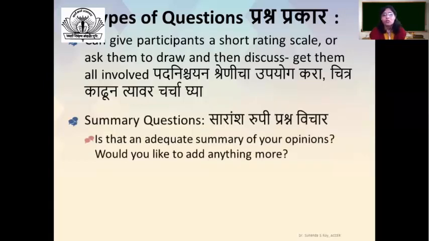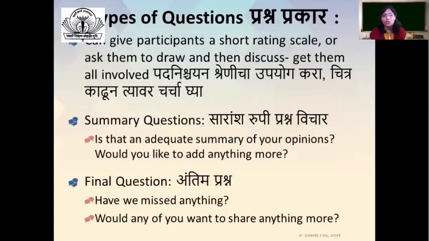And then you can also have a summary question. It's like, is that an adequate summary of your opinions, or would you like to add anything more? This is after a particular question. So you can have that. And the final question you can have is, have we missed anything? Do you want to share anything more?